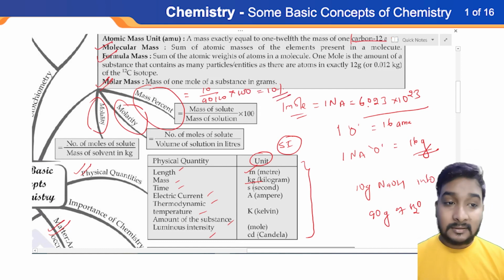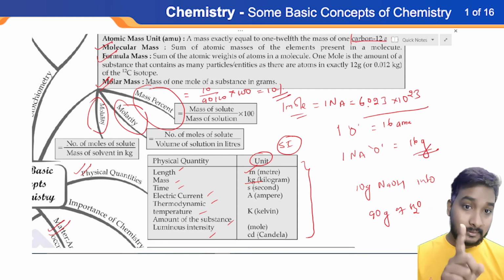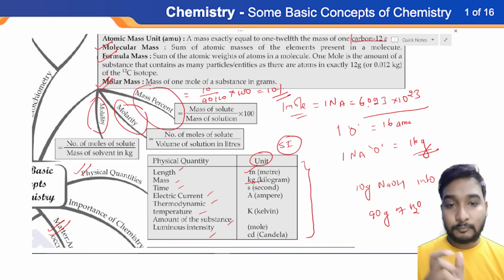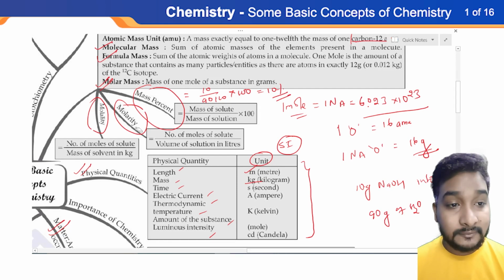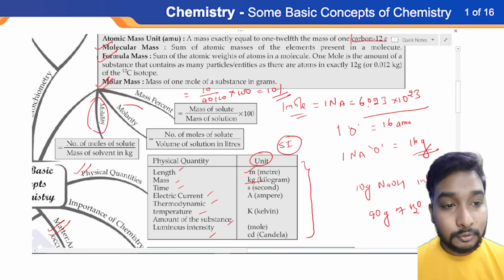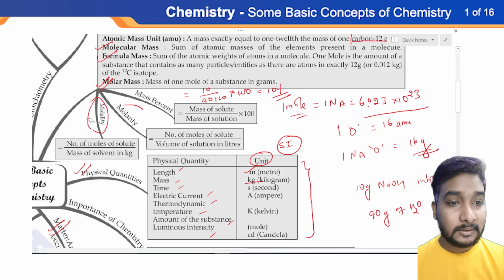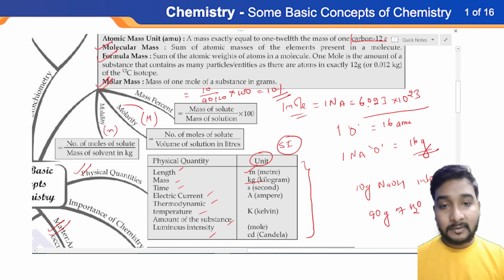Now molarity is defined as the total number of moles of solute present in 1 liter of aqueous solution. So the formula should be number of moles of solute upon volume of solution in liters. The symbol of molarity is capital M and the symbol of molality is small m. Now what is the difference between both of them?